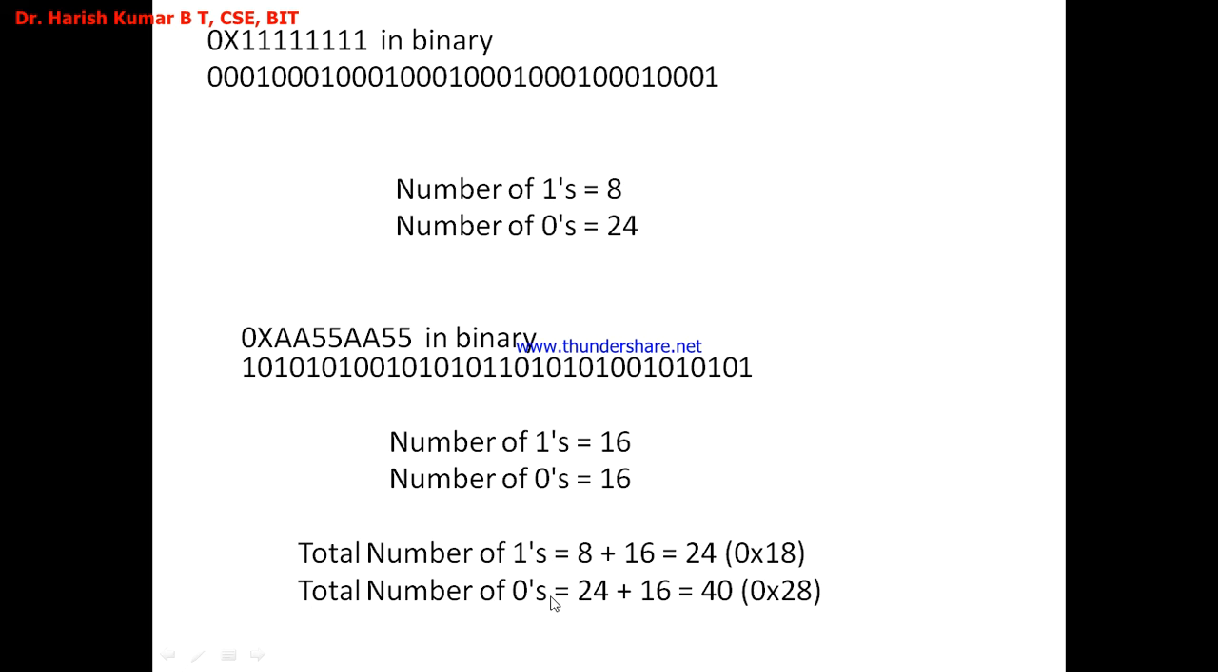Similarly, when I count the number of zeros in the first number and the second number, it is 24 plus 16, which is equal to 40, so I have a total of 40 zeros. The hexadecimal value is represented by 0x28. Now we're going to write a program in order to do this.